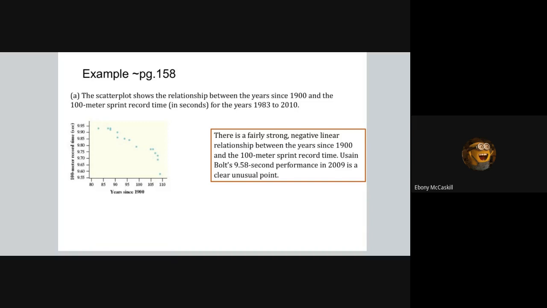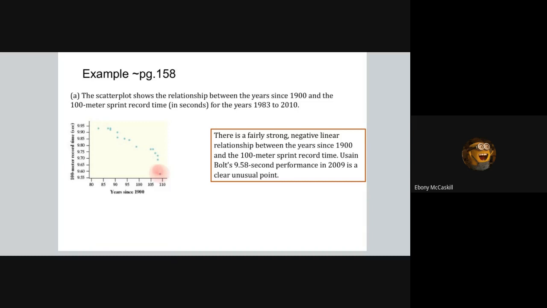Between the years since 1900 and the 100-meter sprint, if you can take a wild guess, this person who ran way too fast, that's Usain Bolt. That's why he's so popular, because he's unusual.